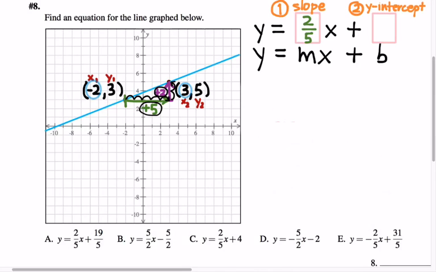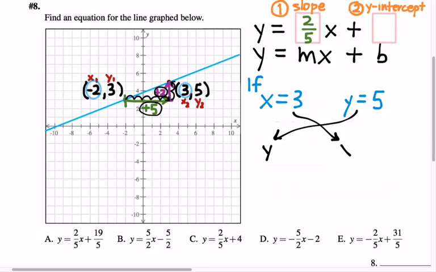Let's suppose that we choose x to be 3. If x is 3, then y has to be 5, because the point 3,5 is a part of this line. So that means that if I put 3 in for x and 5 in for y in this equation, I'm going to get a true statement. Let's put the 5 in for the y and the 3 in for the x. y equals, and our slope was 2/5, and our y-intercept is this thing that we don't know.